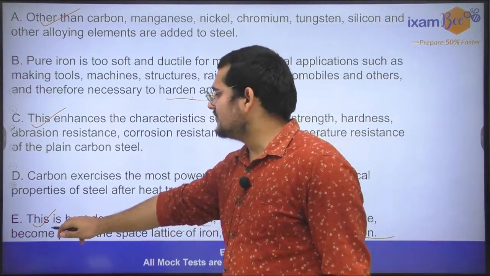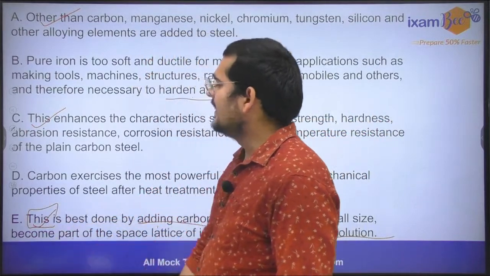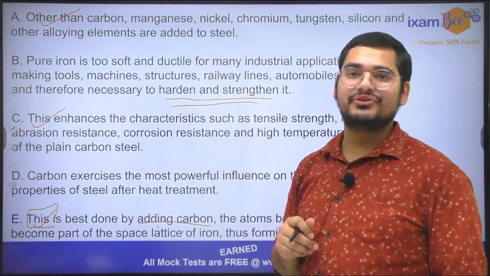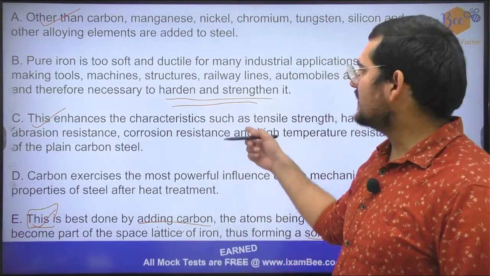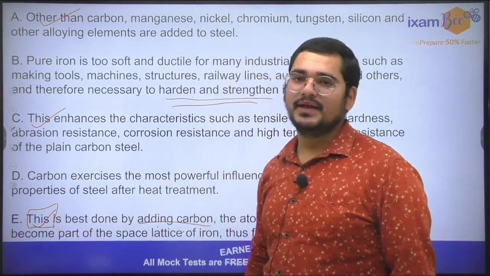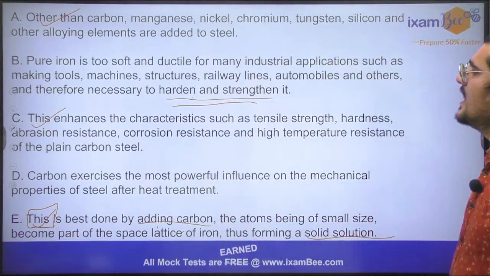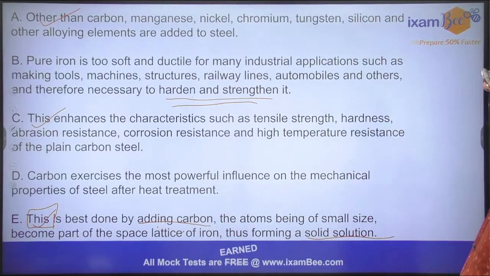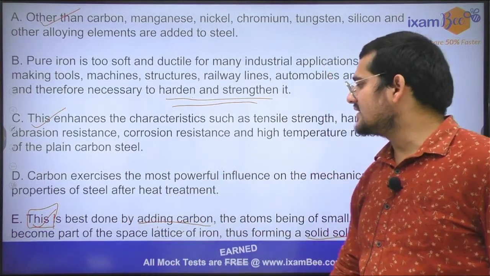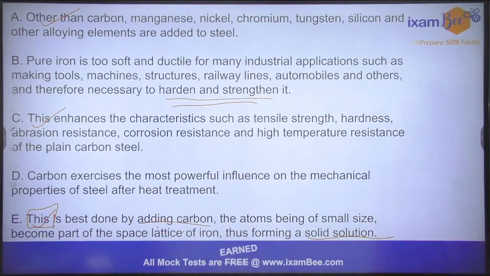Now we know that this "this" refers to this. How can we actually harden and strengthen it? So it's talking about this process or this work, right? This is best done, that means to harden and strengthen the iron. How can it be done? It can be best done by adding carbon. The atoms being of small size become part of the space lattice of iron, thus forming a solid solution.